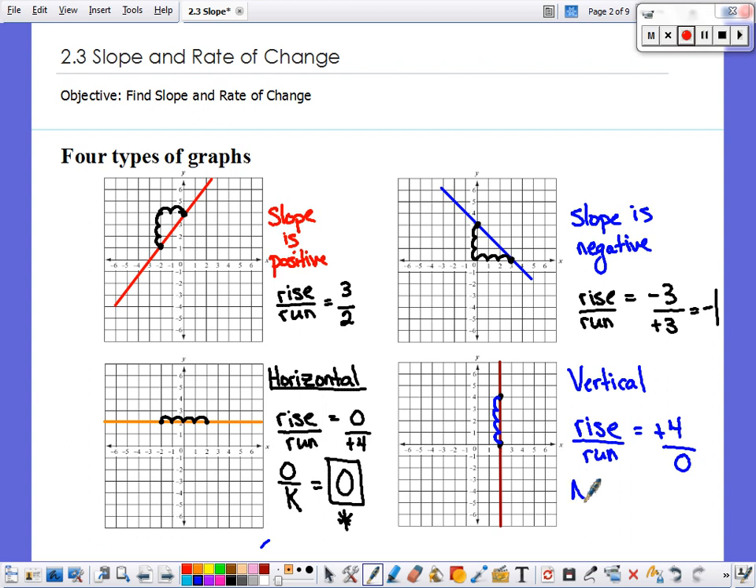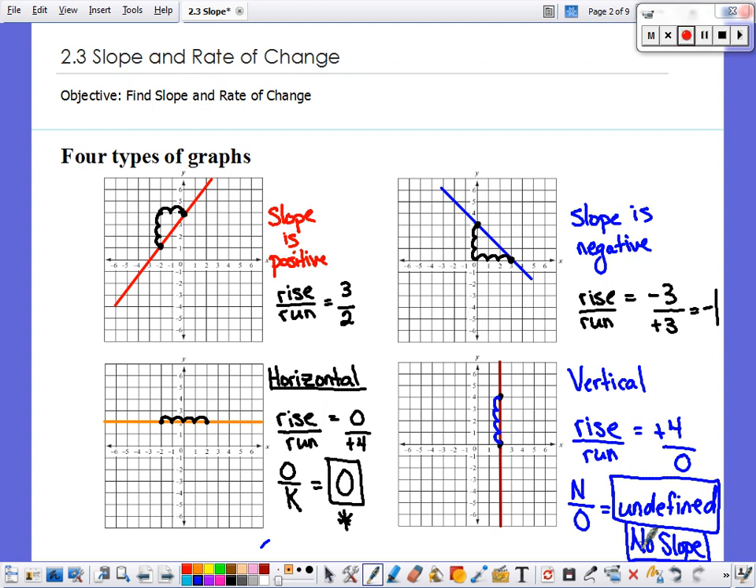Okay, 4 over 0. No, any number over 0 cannot happen. That is undefined. We're going to talk about that in just a moment as well, this division by 0 as an undefined value. So the slope of a vertical line, sometimes you'll hear undefined slope. That would be fine. And on occasion you'll hear no slope. Now don't get no slope confused with 0 slope. 0 is a value. So there's a difference between a 0 slope horizontal line and a vertical line which has no slope or undefined.